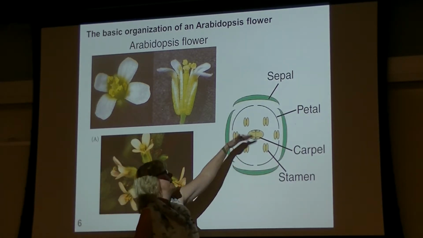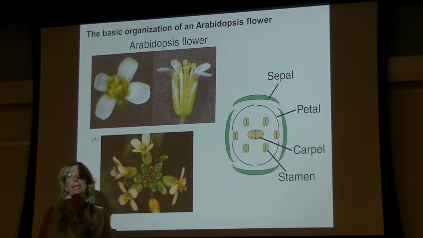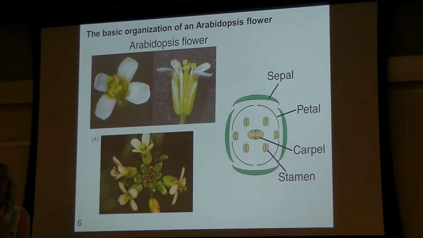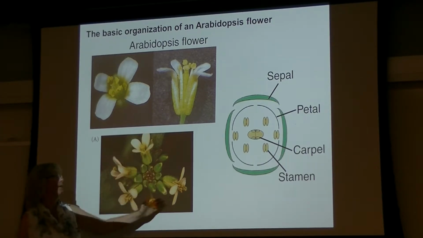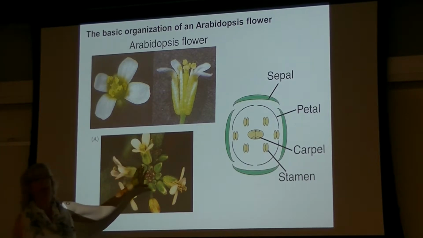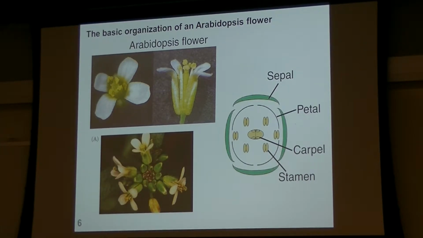And so Arabidopsis happens to have 6 stamens, and in the middle it has kind of a fused double carpel together. And so that's one individual flower, and then the Arabidopsis inflorescence has these multiple clusters of flowers that are all coming out from the apical meristem or its axillary meristems.